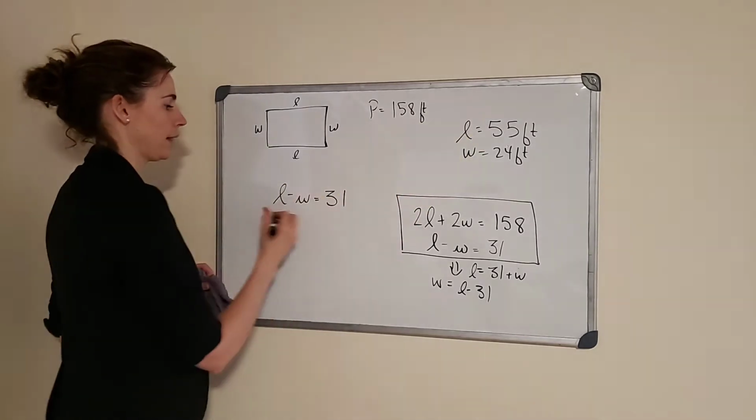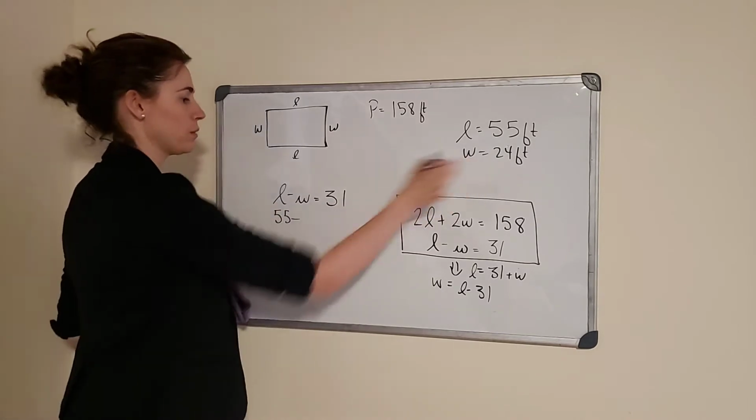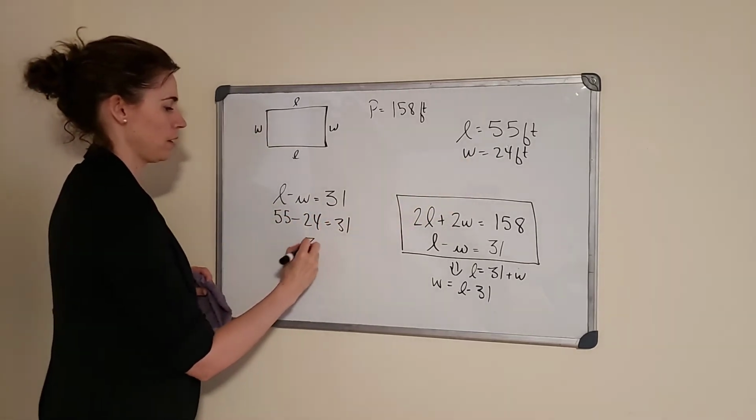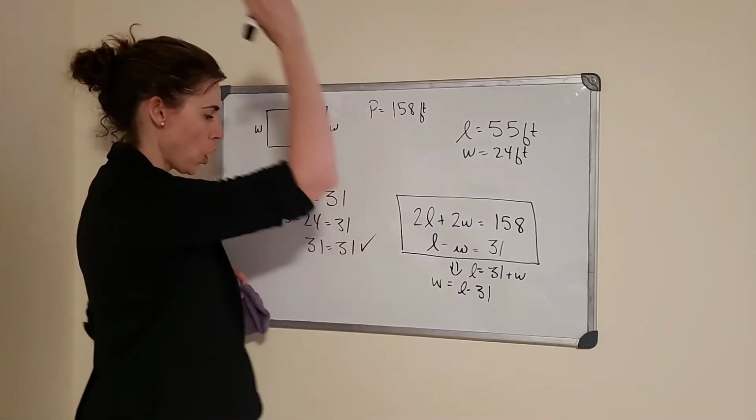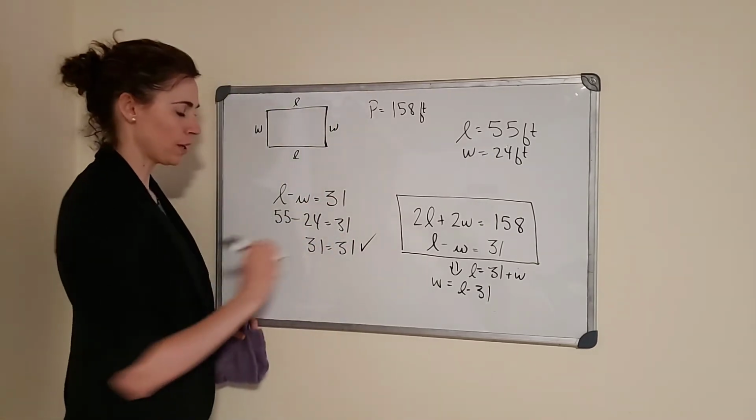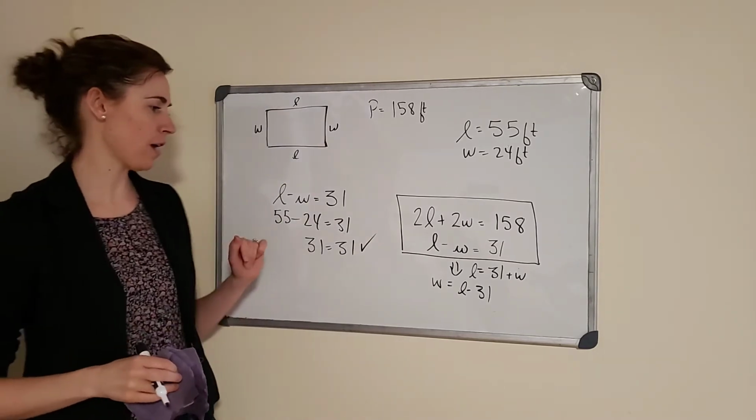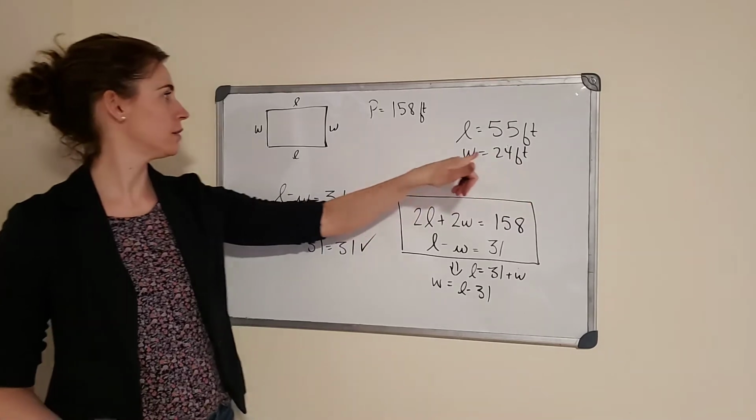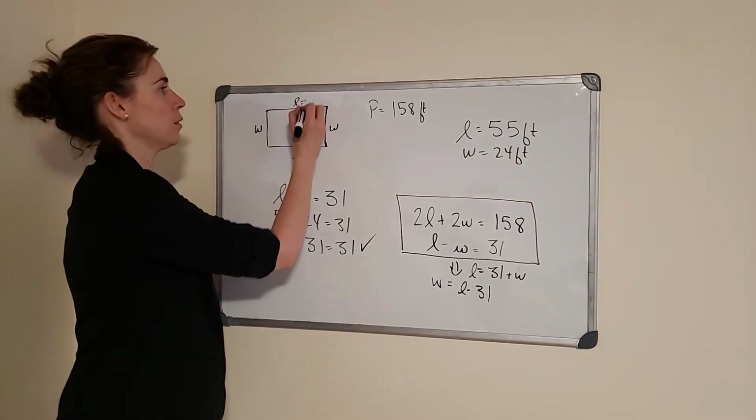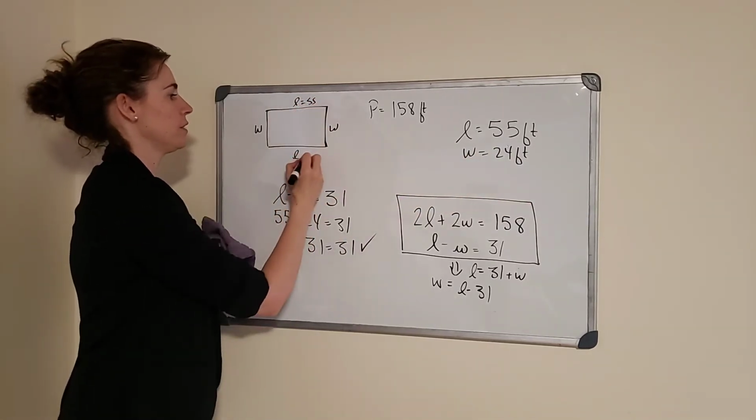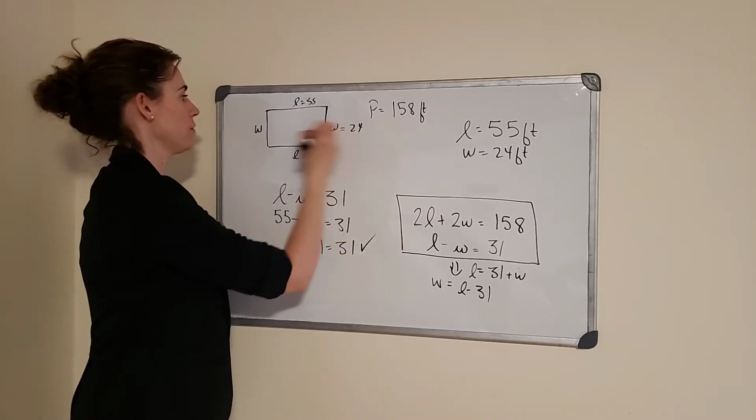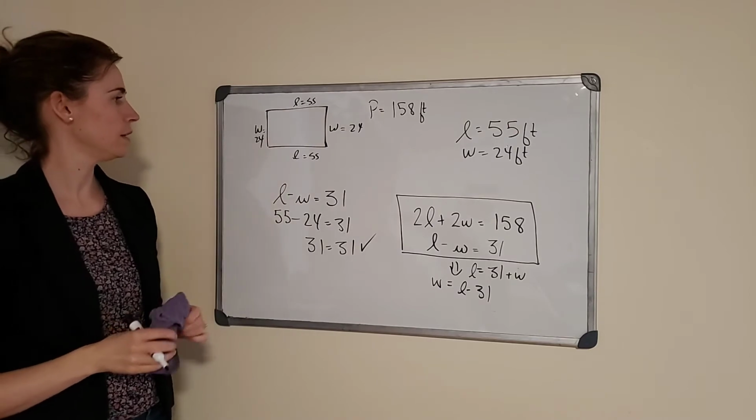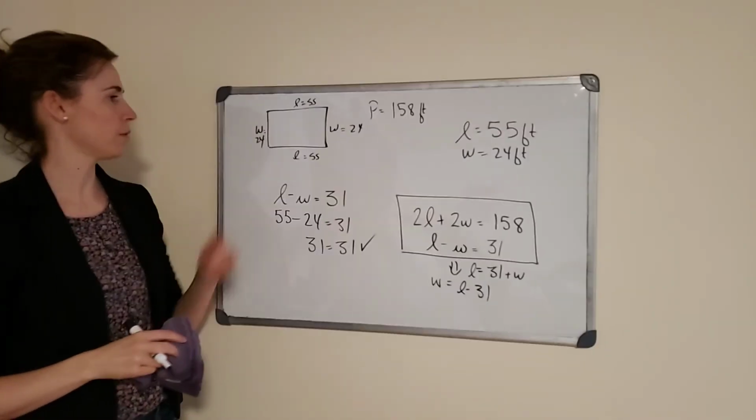My length was 55. My width was 24. 55 minus 24, 31. Woohoo! Happy day! 31 does equal 31. So, Sebi is right. These numbers, 55 and 24, are correct. So, if you went back and, just like I said, this is 55, this is 24. And the length minus the width, it is 31. This is 31 more than the width.